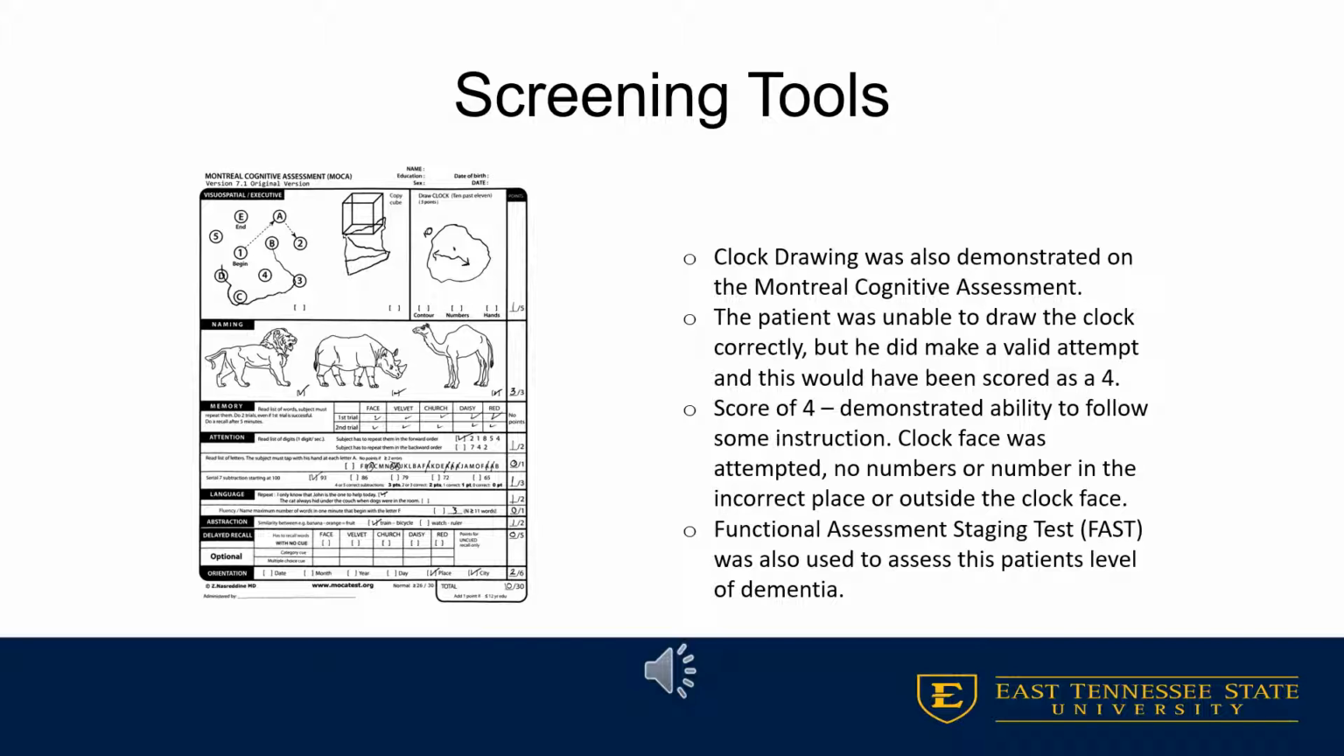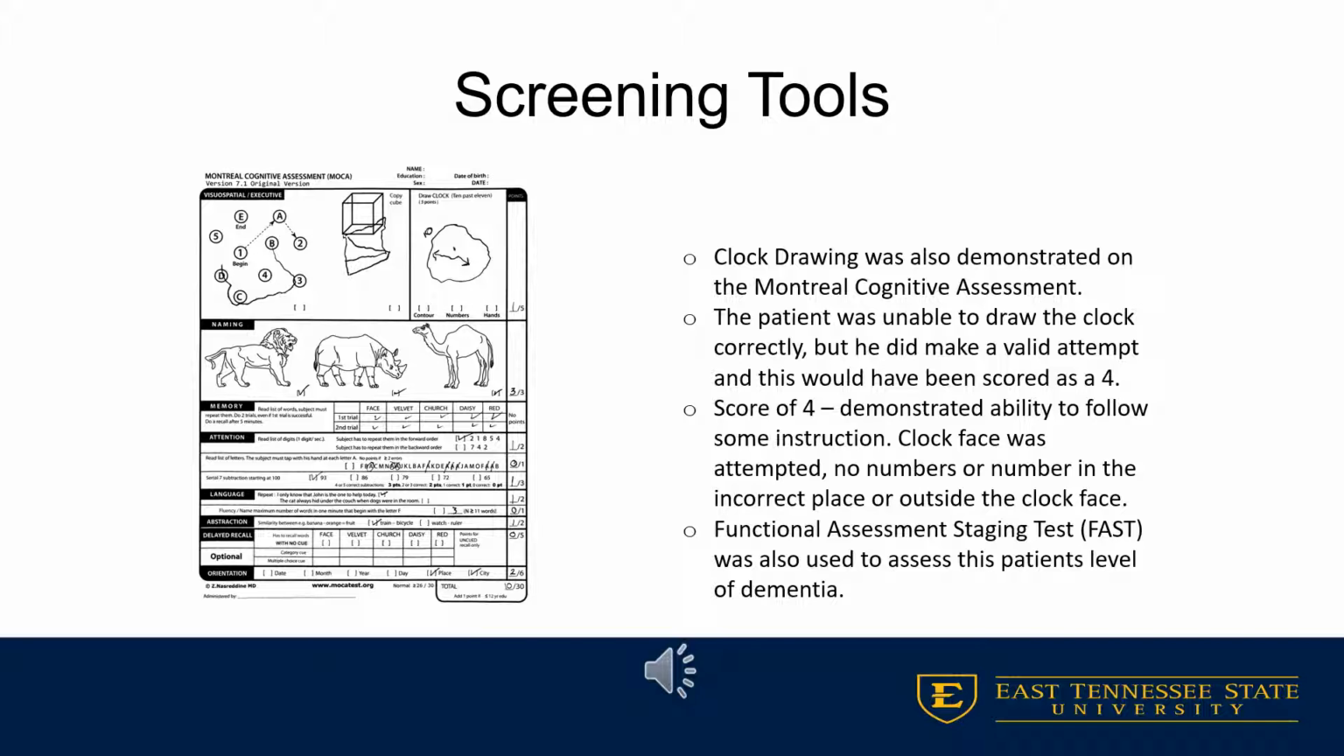And for the clock drawing test, he scored a 4, which means he demonstrated the ability to follow some instruction. The clock face was attempted, but either there were no numbers or the numbers were in the incorrect place or outside of the clock face, which you can see is what he had tried to do there.